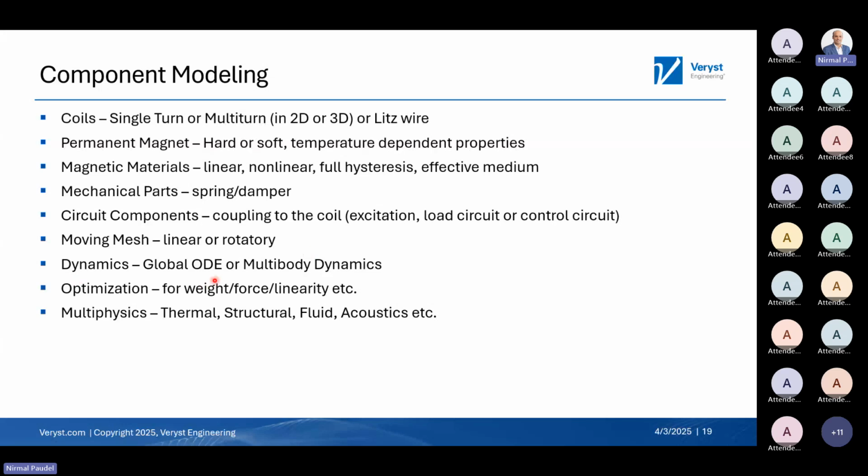For dynamics, we add global equations and multiphysics, or alternatively, you can also do multiphysics dynamics. That's one of the features in COMSOL. The optimization, we can always optimize for different things. For example, if you have a target of the weight, you can do that. But here, we are choosing the force optimization, so we'll also see how I set up a problem to optimize the force. And finally, if there is an additional need for coupling with thermal, structural, fluid, or acoustics, those can be coupled.